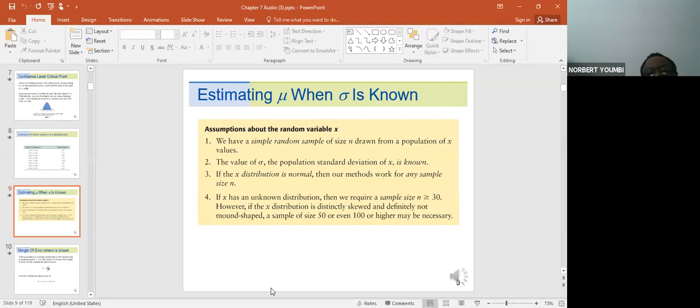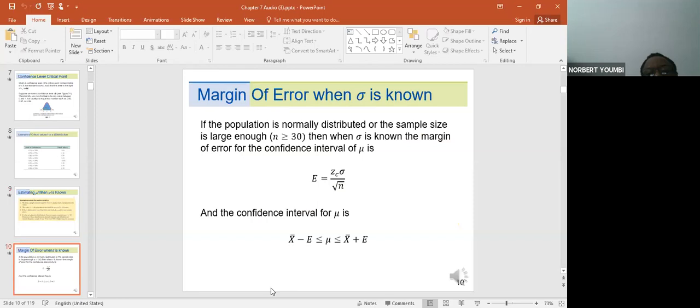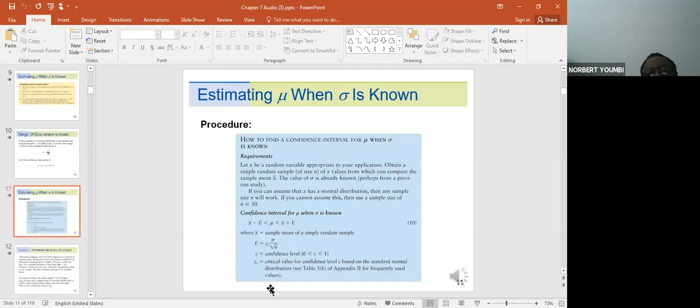If the population is normally distributed or the sample size is large enough, when sigma is known, we use the Z distribution, that is, we find the critical value using the Z distribution. The margin of error E is ZC times sigma over the square root of n. And the confidence interval is the sample mean minus E less than or equal to mu less than or equal to the sample mean plus E.